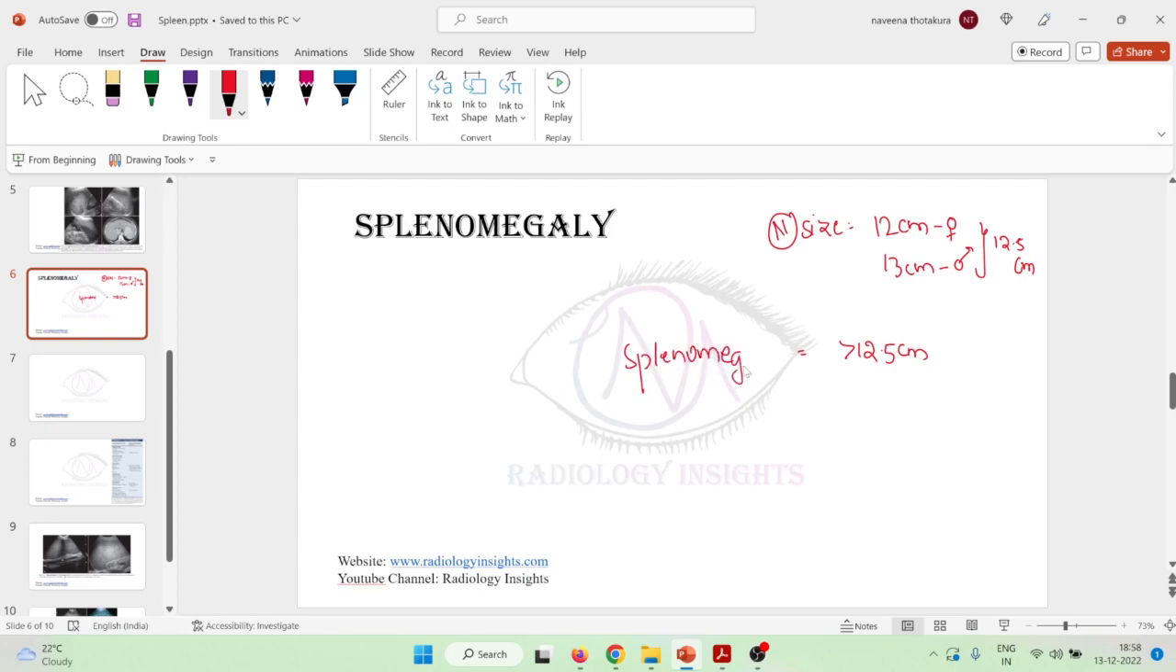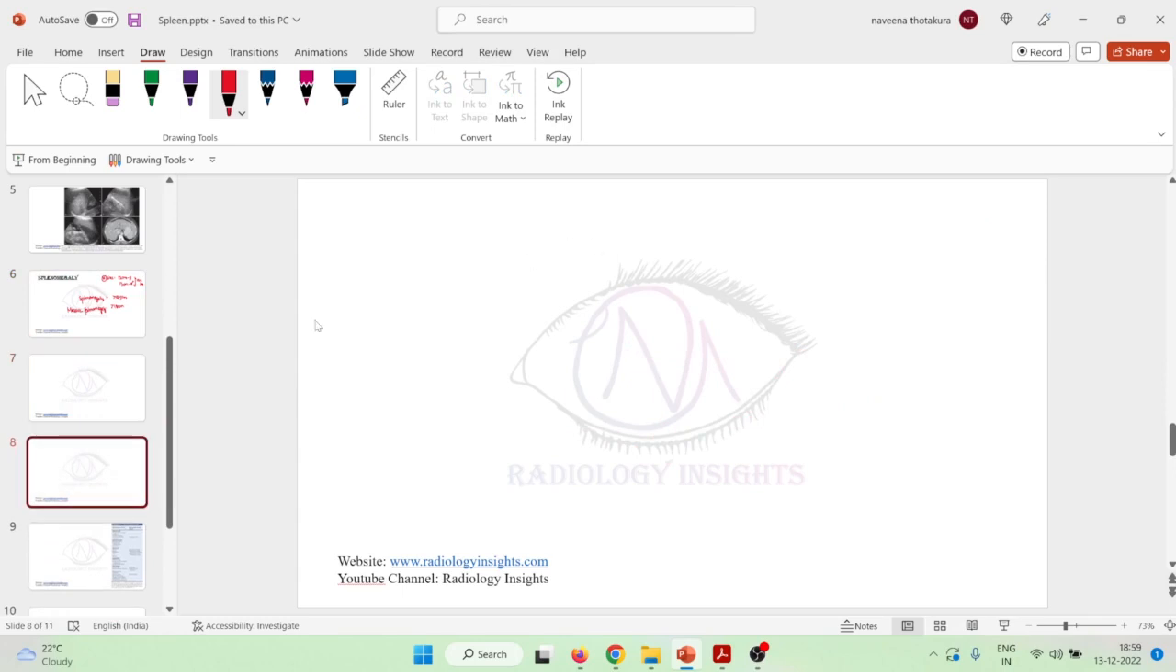Anything more than 18 centimeters, if you measure the spleen and get it to be more than 18 centimeters, then we can say that it is massive splenomegaly. So we have to learn the causes of normal splenomegaly and the causes of massive splenomegaly. So first we will see splenomegaly. The causes can be differentiated into different types.